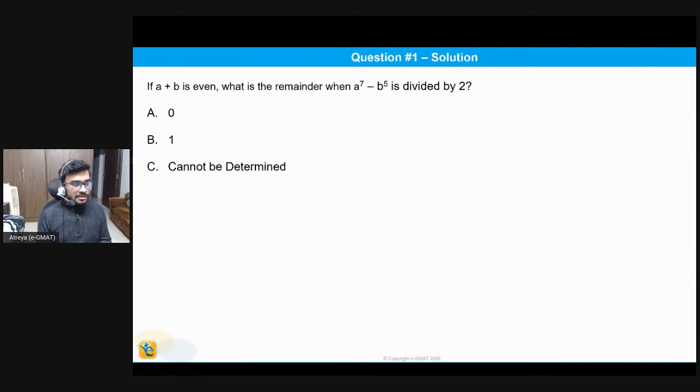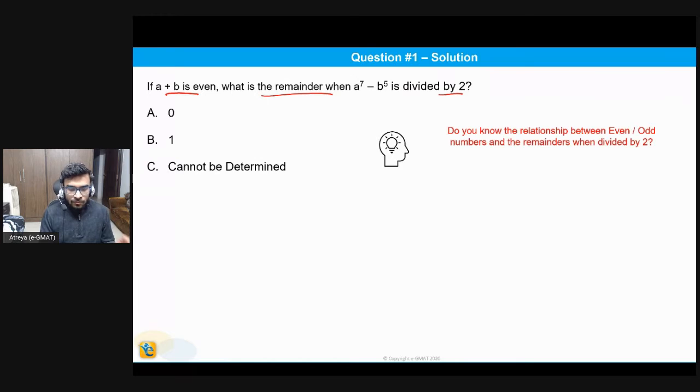So this is the first question that I had at hand, right? It's given in the question that if A plus B is even, what is the remainder when A to the power 7 minus B to the power 5 is divided by 2? To understand this question, a translation is required. What we need to think is, what is the relationship between a number being even or odd and the remainder when I divide that number by 2?